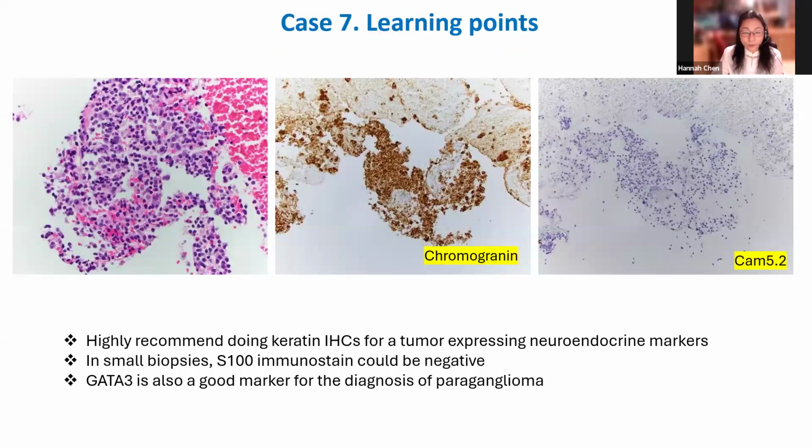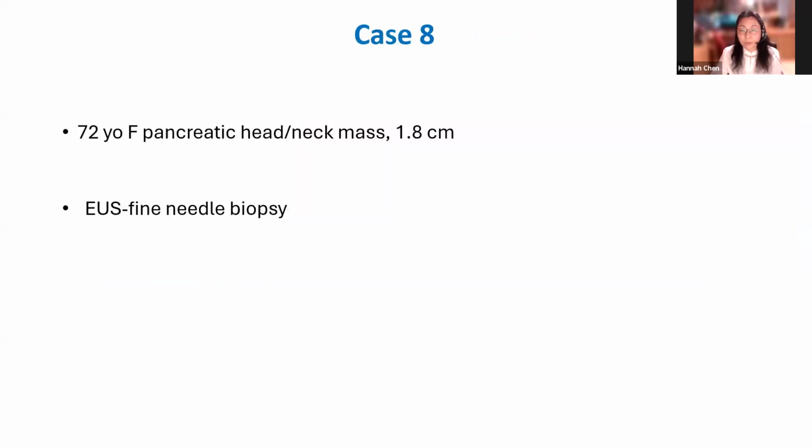So the learning point for this case is to highly recommend doing keratin IHCs for a tumor expressing neuroendocrine markers. Don't miss the diagnosis of paraganglioma. In small biopsies, S100 immunostain could be negative. In this case, we didn't perform GATA3, but GATA3 is also a good marker for the diagnosis of paraganglioma. Basically, keep paraganglioma in the differential diagnosis when you think of neuroendocrine tumor.